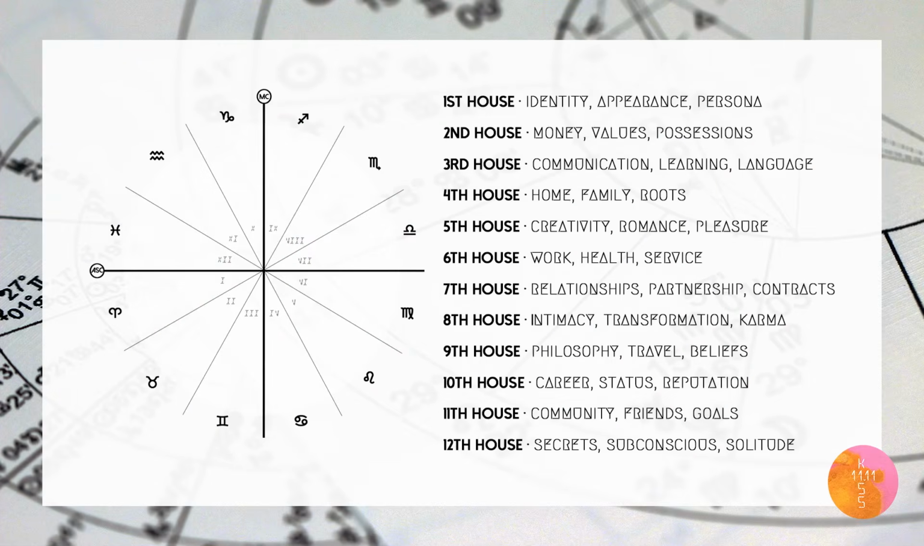And that's it. We've officially covered all 12 houses. Each house represents a different area of life, from identity and relationships to career, community, and the inner world. Together they map out where things happen in your chart. Next, we'll explore the Zodiac Signs, which reveal how each house expresses itself, depending on unique details of your chart. This is where everything starts to come together.